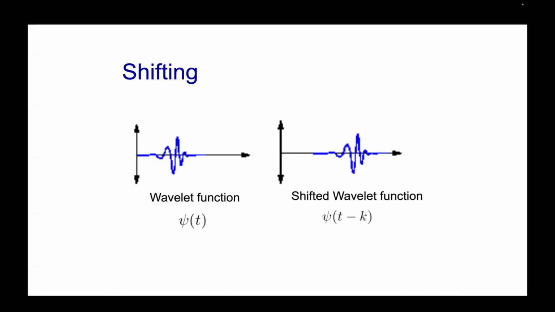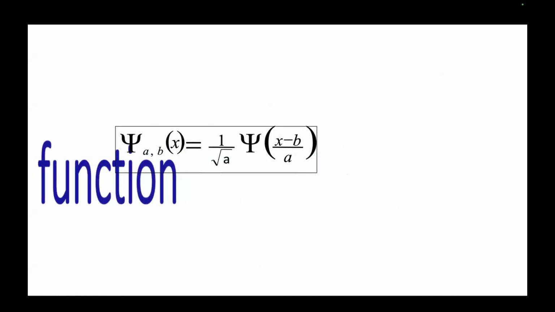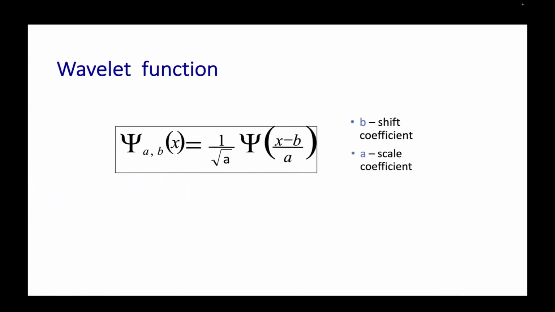And shifting is basically shifting the wavelet on the x-axis throughout the signal. So this is psi(t), this is psi(t minus k). So we have shifted it by k samples. This is the wavelet function. So psi of x is given as 1 upon root a, which is a normalization term, times psi of (x minus b) divided by a, where b is the shifting coefficient and a is the scaling coefficient.